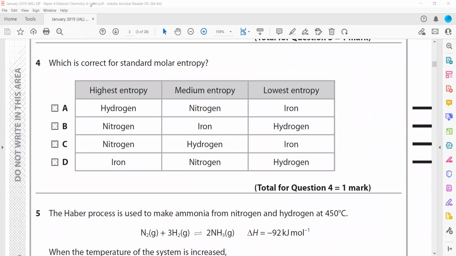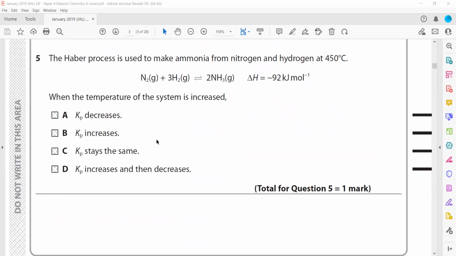Then for the Haber process, used to make ammonia from nitrogen at 450, when the temperature of the system increases, Kp or Kc does not depend on the temperature.